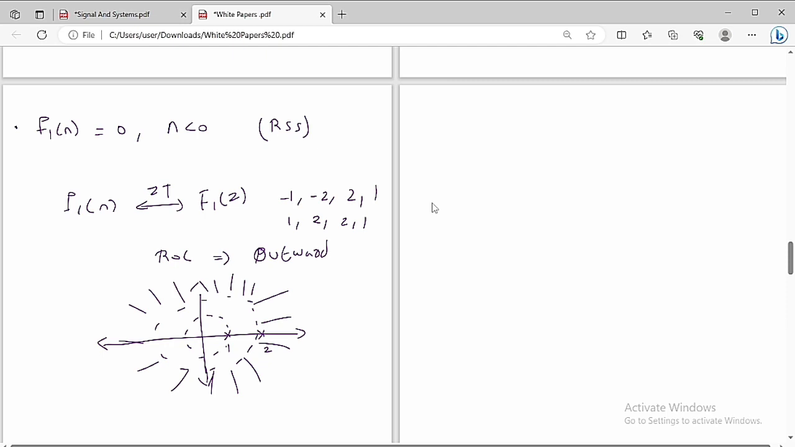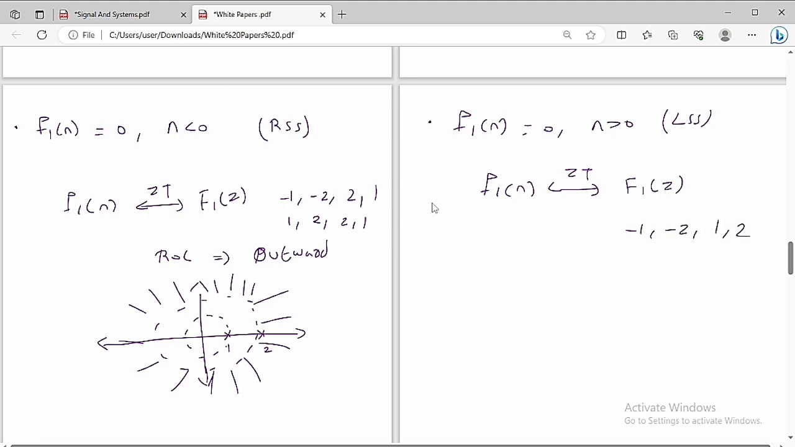So therefore we can see clearly the ROC of the right side of this signal starts from the rightmost magnitude of the pole. Similarly for the left side signal, f1 of n is equal to 0 for n greater than 0. So this is a left sided signal. For this, if you try to find the z transform, we are going to get f1 of z. Suppose this has the poles like -1, -2, 1 and 2. The same thing I told you, try to find the magnitude of the poles: 1, 2, 1 and 2.